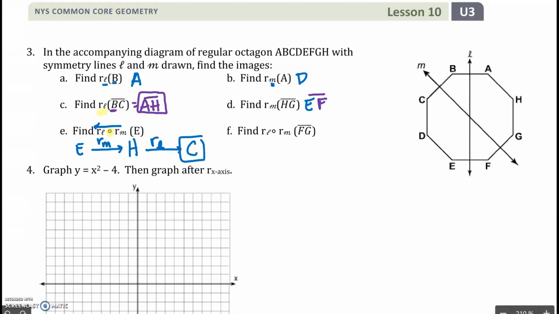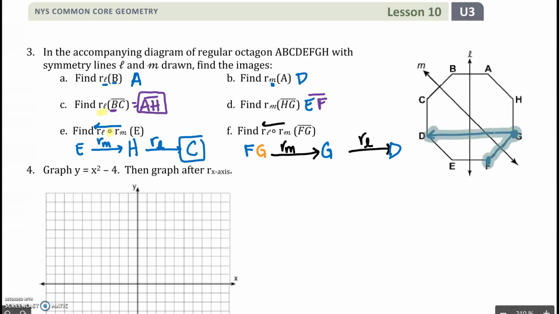And just like the others, when you do a composition, if you're using a segment like FG, you're going to do first F and then G, and you want to make sure you do them separate. That way you get things in the right order. So first, the composition moves right to left. So first we're going to reflect over M, and then we're going to reflect over L. So if we start at F and reflect that over M, we'll land on G. And then taking G and reflecting that over L, we'll land it on D.